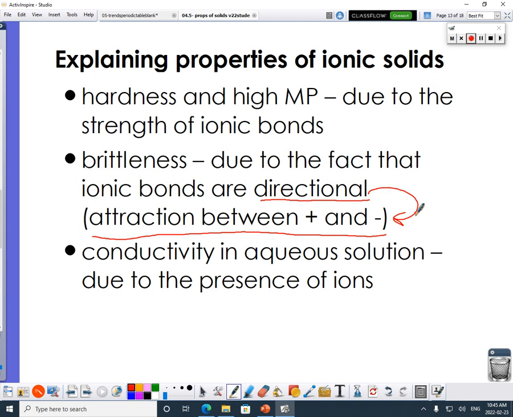And as you know, once you dissolve it in water, it will conduct. The presence of ions makes it conduct, but you have to dissolve it in water. Apart from the word directional, we have talked about this before. So try not to push out of your brain the ideas that you already know about ionic compounds, okay? Melting and boiling point.